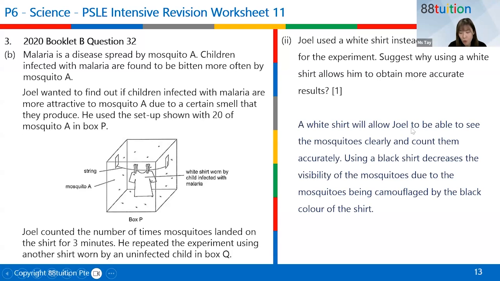Now, a white shirt will allow Joel to be able to see the mosquitoes clearly and count them accurately. Okay, so you see the answers here, right? Actually they provided some strong words to suggest that because of the white shirt, this is going to make the experiment very accurate because he can see clearly and count well. So using a black shirt would decrease his visibility of the mosquitoes. The mosquitoes can be camouflaged so he cannot count properly. So something like that, right along that line.